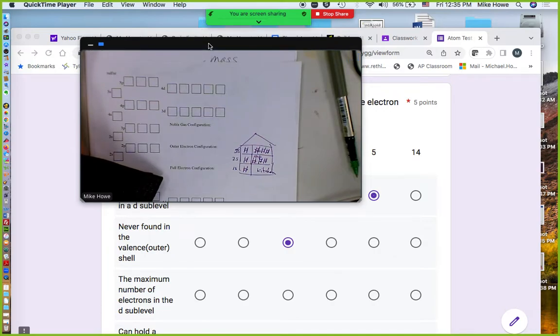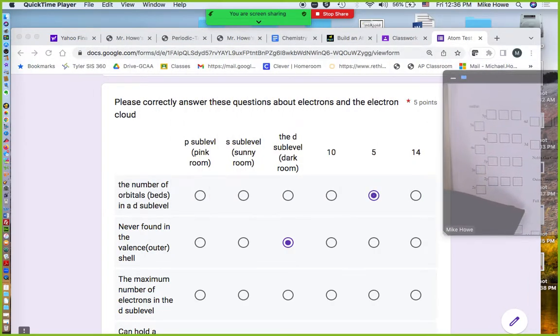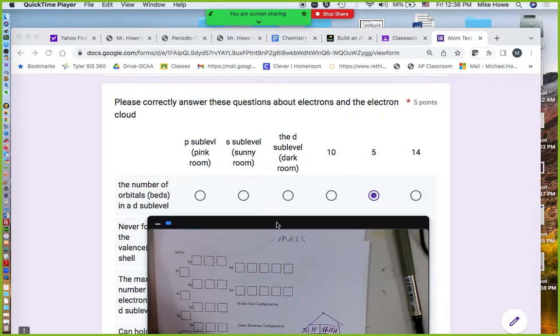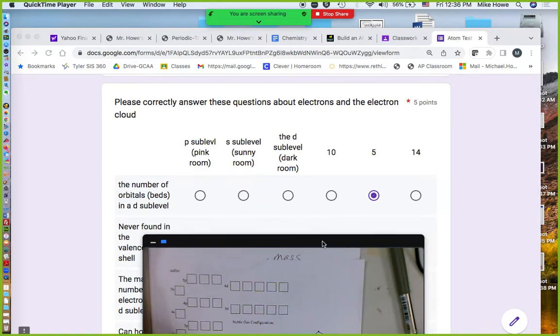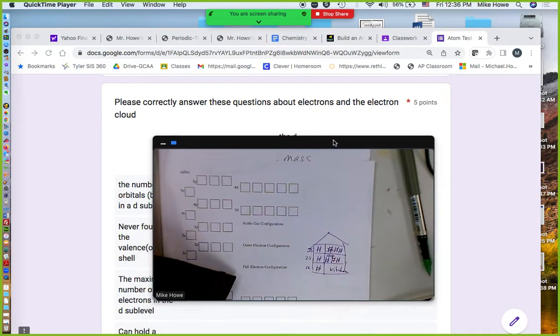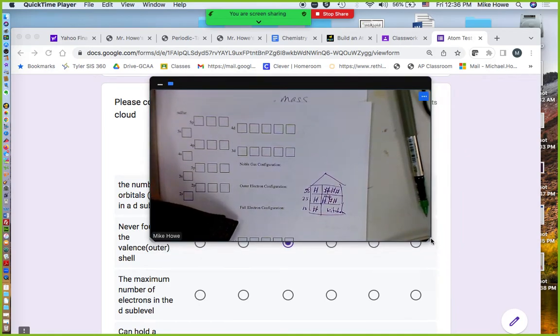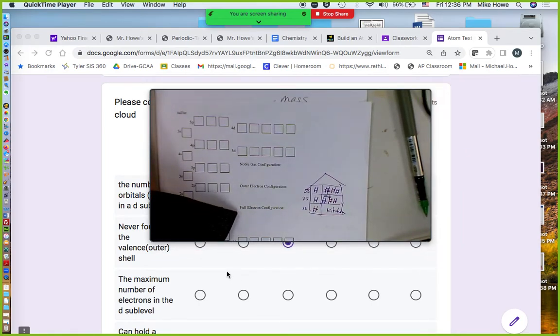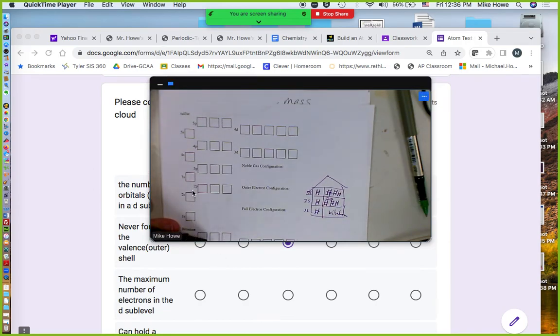So pulling that out so we can see our picture, or our test, the number of beds in a d sublevel is 1, 2, 3, 4, 5. Never found in the valence shell. Okay, and what that means is, if you look at the first floor has a sunny room, the second floor is sunny and pink, the third floor is sunny and pink and dark. However, before we started to fill in the 3D, we began the 4S.